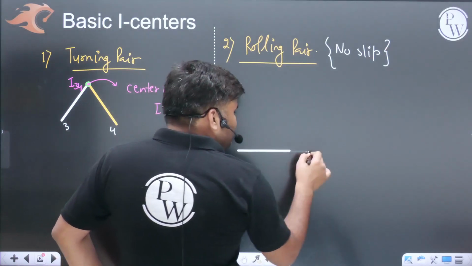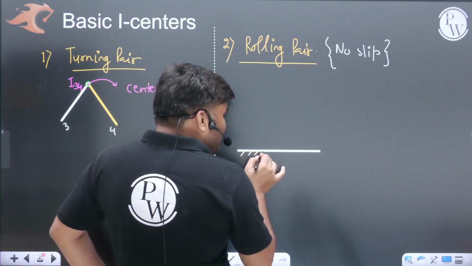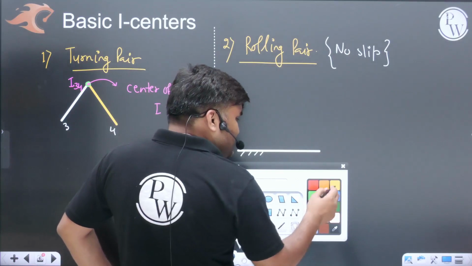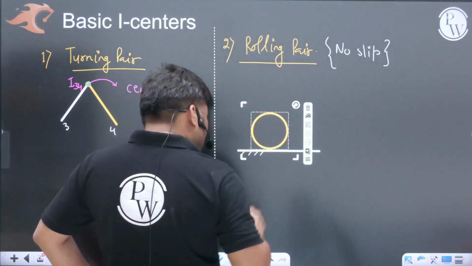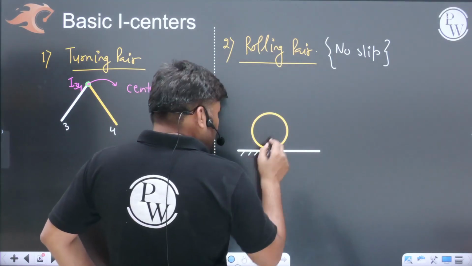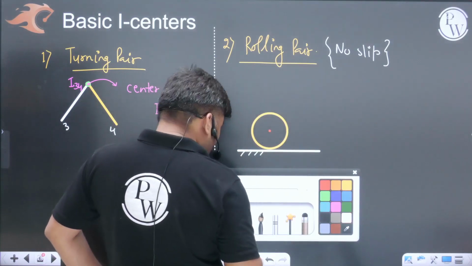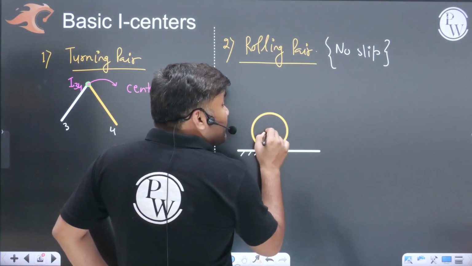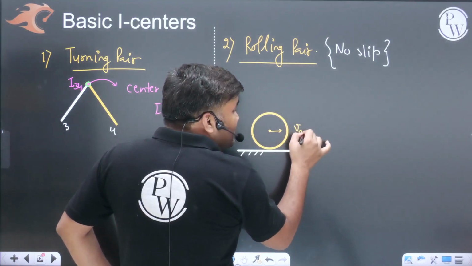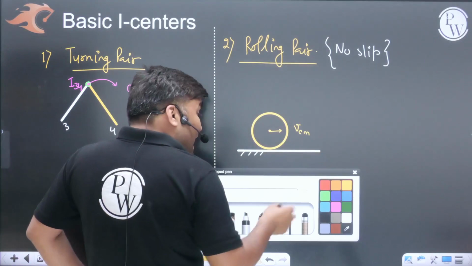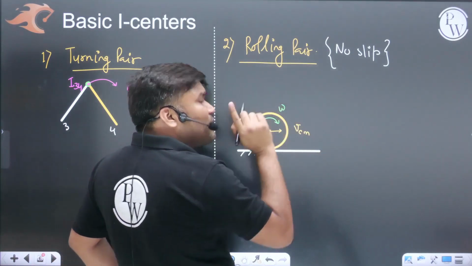You have a fixed flat surface, and on that fixed flat surface there is a disc which is going to have pure rolling motion. There should not be any slip. That's the only condition. What is the meaning of pure rolling? It means this disc is moving with a certain velocity, V_CM, its center of mass is moving, and it is also rotating with some angular speed omega.